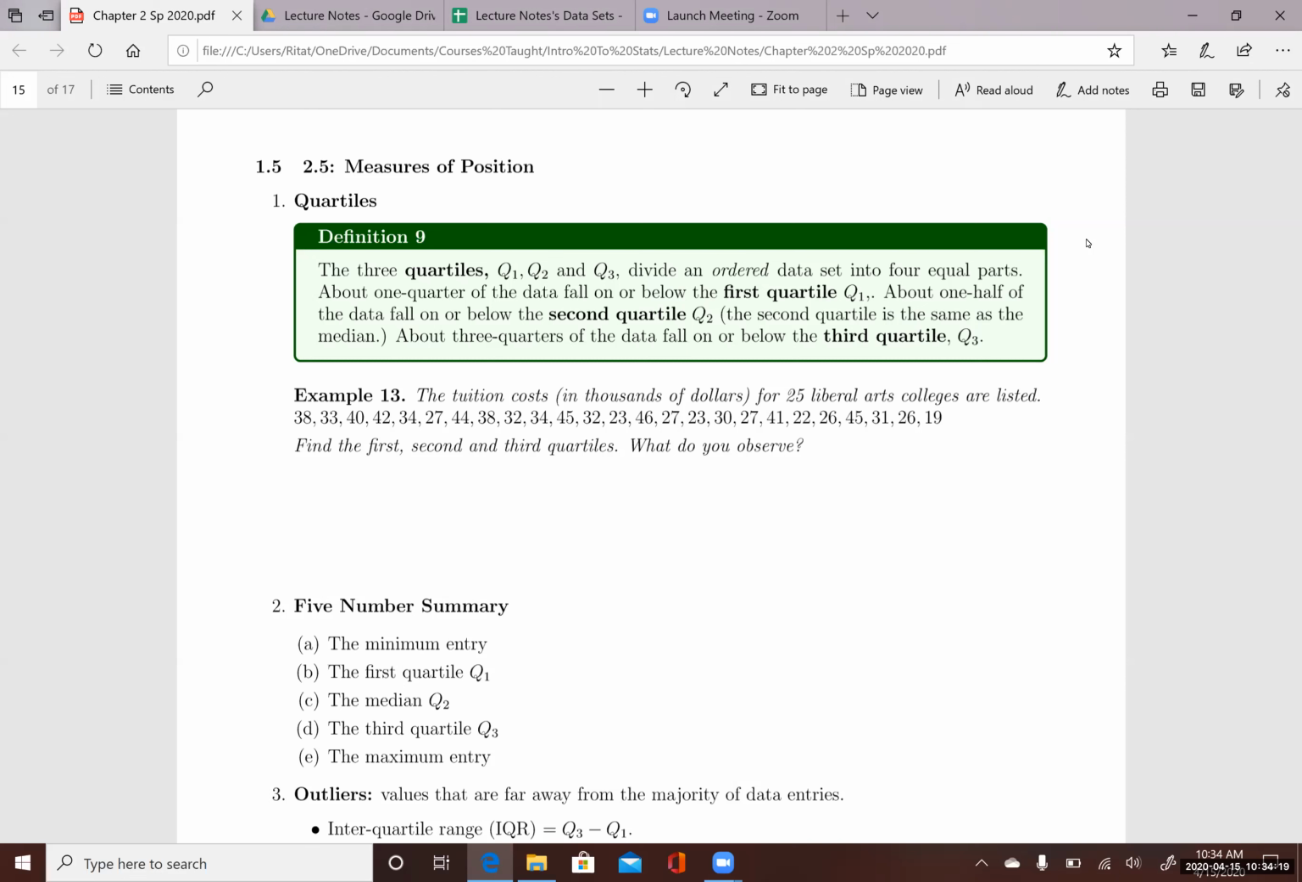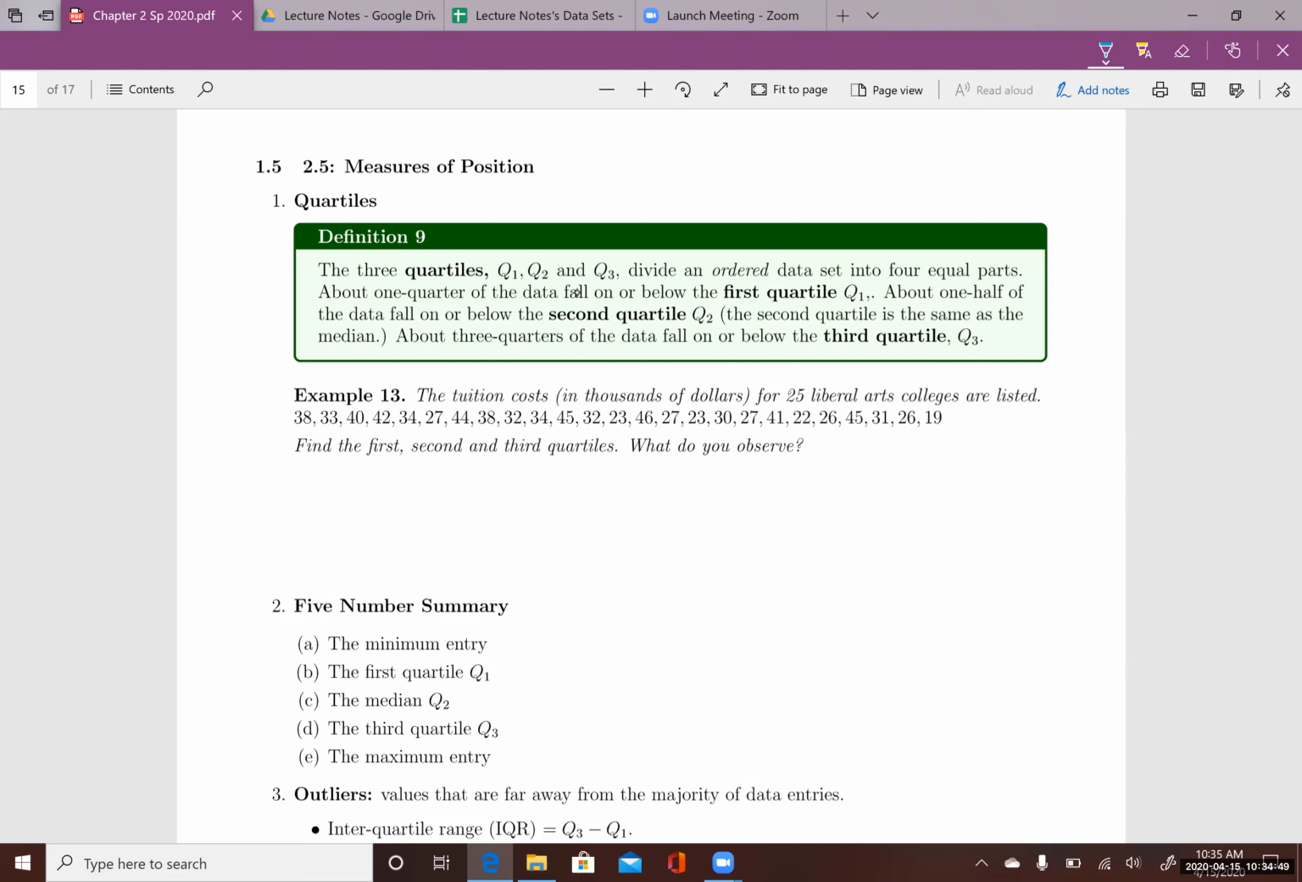This is the lecture on the last sections of chapter 2, which is about measures of position. The first measure of position that we're going to learn in this course is quartiles. By definition, there are 3 quartiles, Q1, Q2, Q3, and these 3 quartiles divide an ordered data set into 4 equal parts.